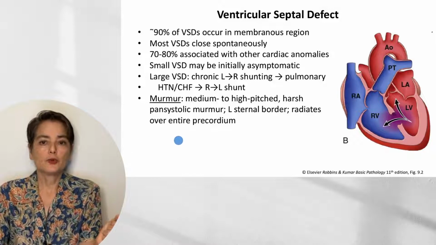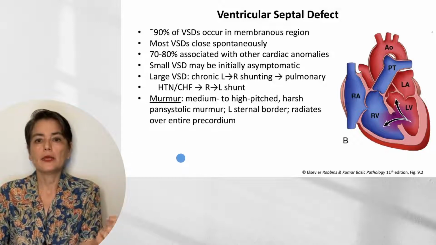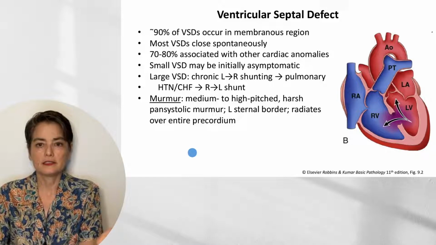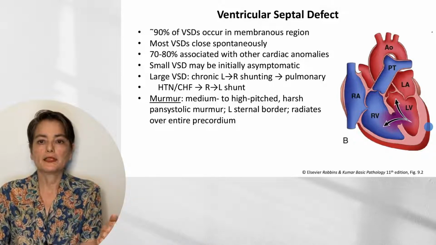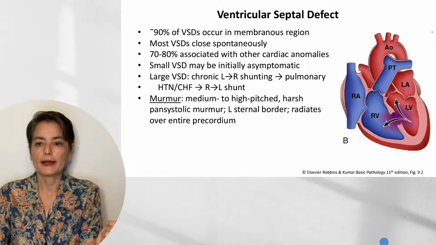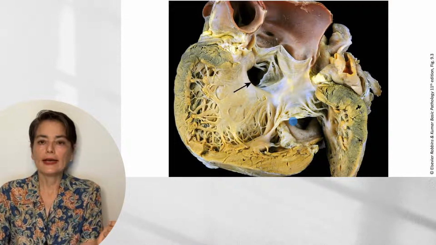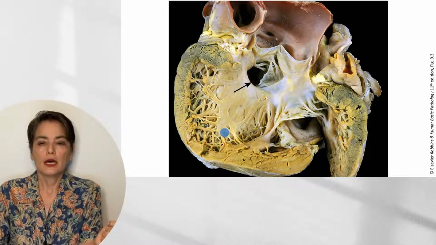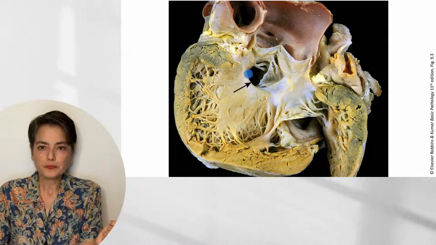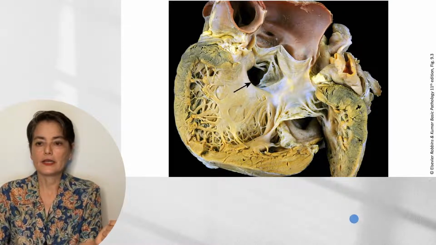These are the characteristics of the murmur: a medium to high pitched, harsh, pansystolic murmur. So as you get clenching of the ventricular wall, you're going to hear it. It's going to be heard best at the left sternal border with radiation over the entire precordium. It's pretty dramatic. And let's take a look here at a very nice ventricular septal defect in the membranous portion of the septum. You can see that quite clearly right here.